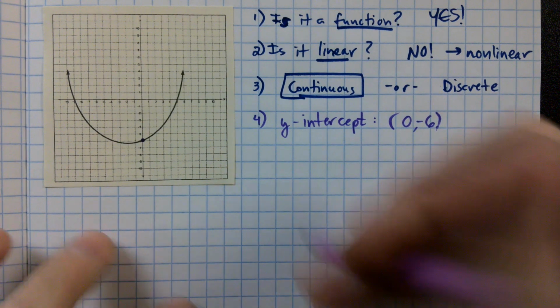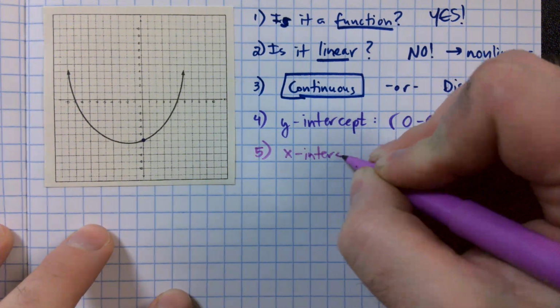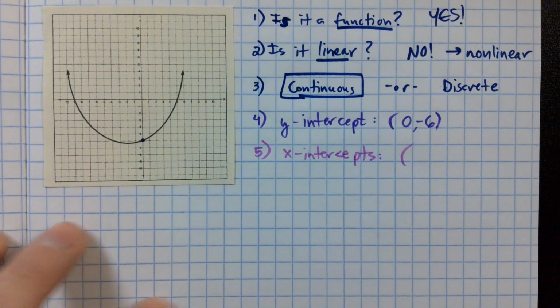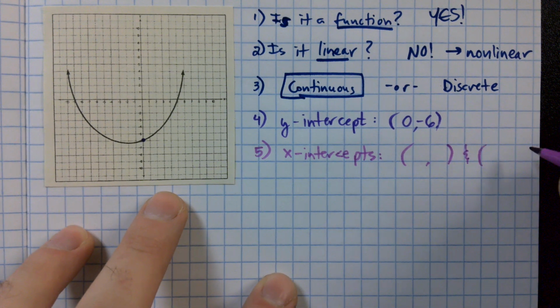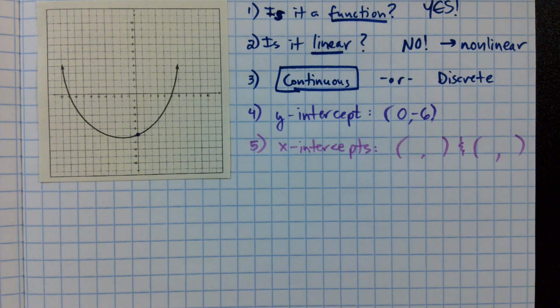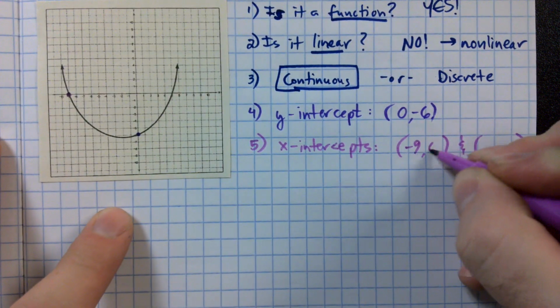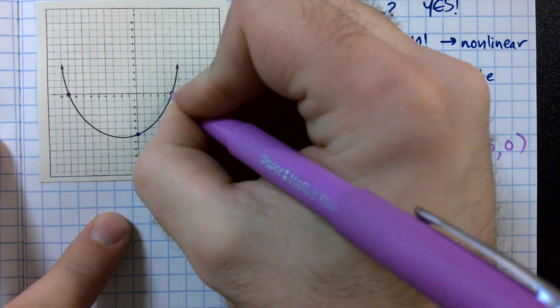Do we have any x-intercepts here? Yes. How many do we have? 2. Am I going too fast? No. Okay. What's one of my x-intercepts here? Negative 9, 0. Boom. What's my other one? 5, 0. Boom. Right there.